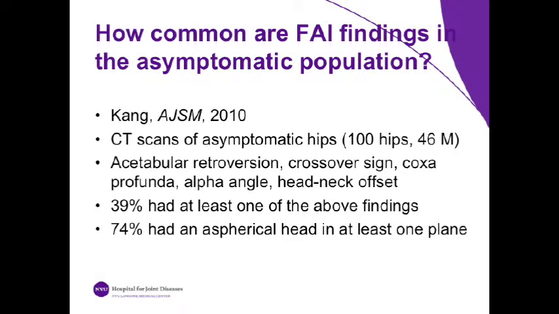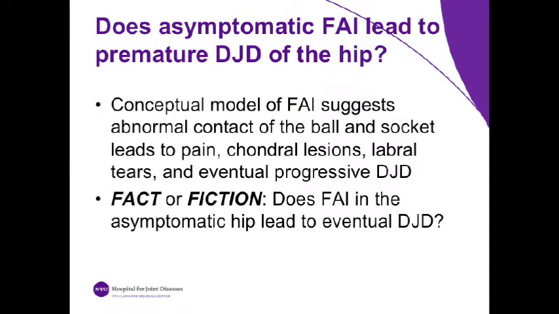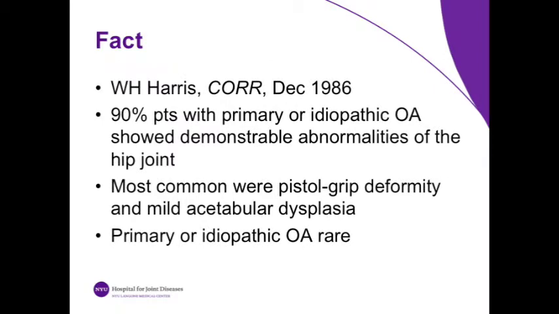A CT scan study again showed a high incidence of femoral acetabular impingement signs in the asymptomatic population. 10 to 74% of the asymptomatic population has FAI findings. Clearly not all of them need surgery prophylactically. Now, does FAI in the asymptomatic hip lead to eventual degenerative arthritis? Ganz felt that it did. Early surgical intervention is what he recommended so that these changes do not lead to premature arthritis.